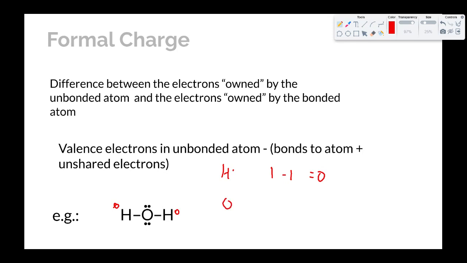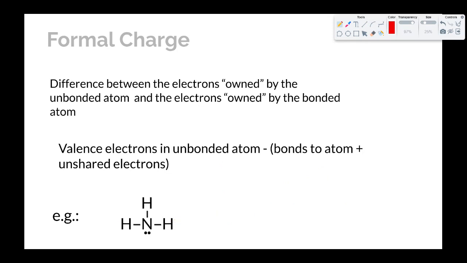Now let's tackle the oxygen. Remember, oxygen's a column 6, so as an unbonded atom it has 6 electrons. Here it's got 2 bonds, so we'll take away 2. And it's also got 4 unshared electrons, since 2 pairs is 4 unshared electrons. 6 minus 2 plus 4 is 0, so the formal charge on oxygen in water is also 0.